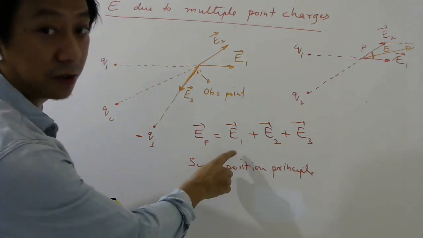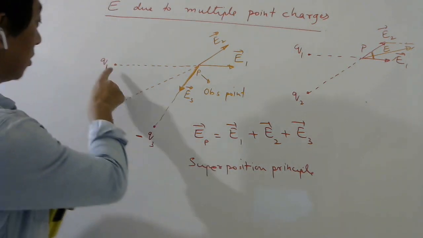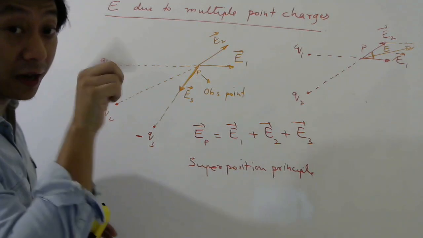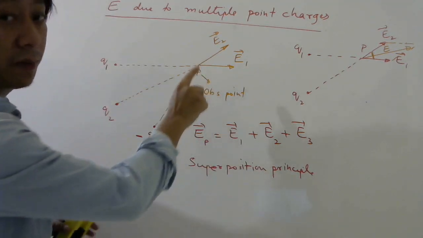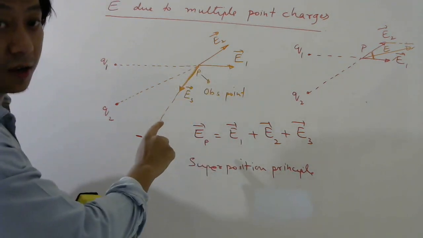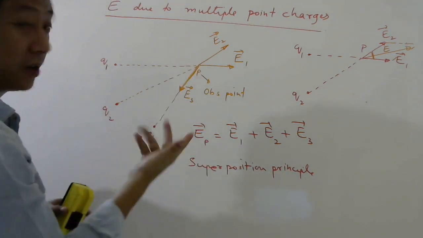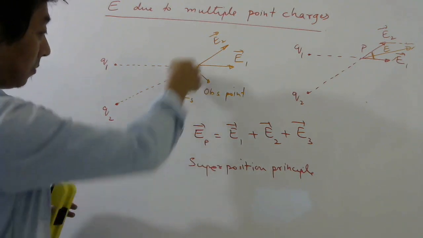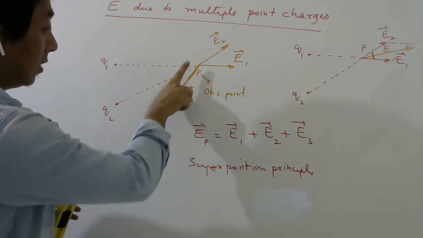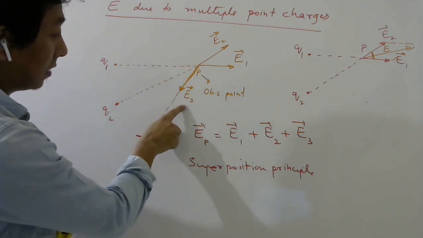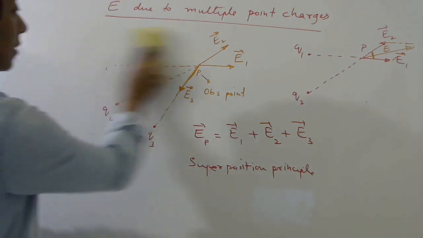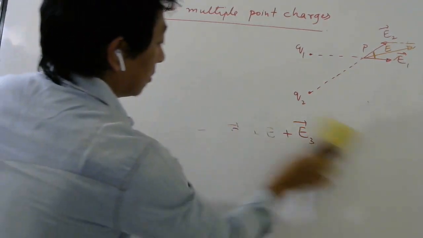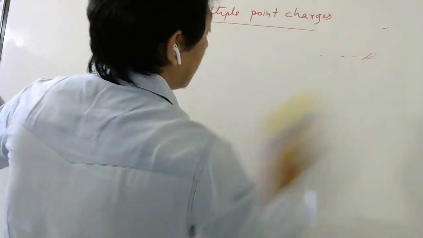You can write the formula also here, 1 by 4 pi epsilon naught q1 by r square, but you write r cap. So for this you write r1 cap, for this you write r2 cap, for this you write r3 cap or minus r3 cap, depending on your wish. If you write r cap here, then write r cap only. If you write r cap here, then write minus r cap, because this electric field is on this side. But this much if you write, it is enough. Okay, so we have learned how to find the electric field due to multiple point charges also.